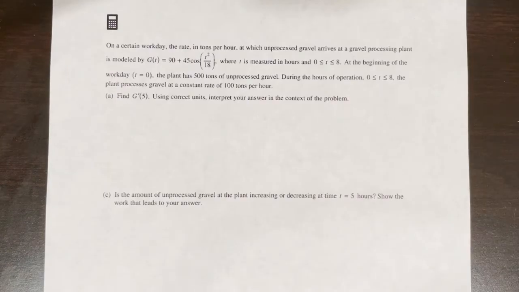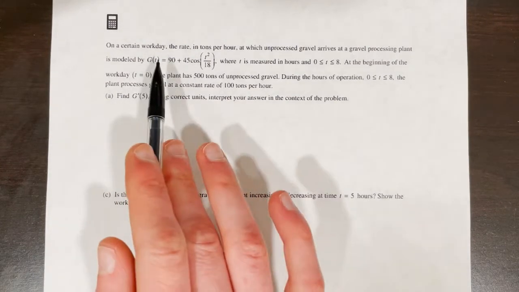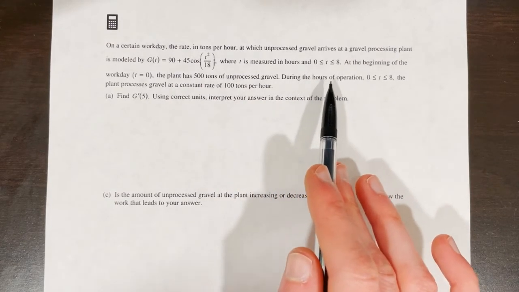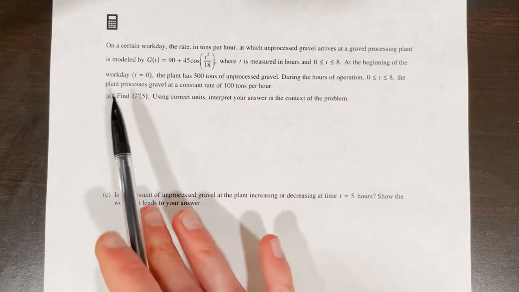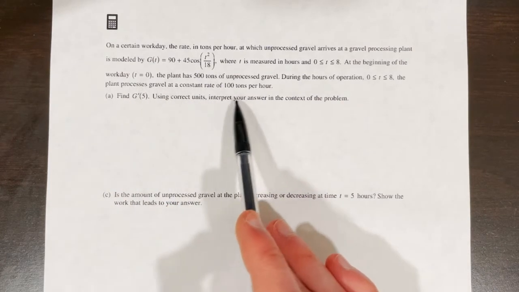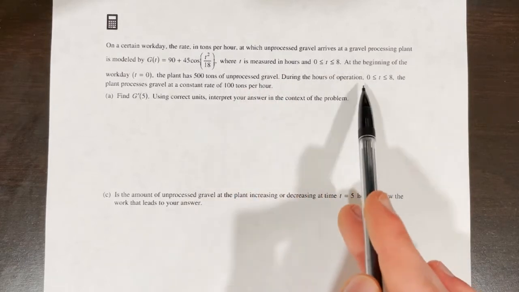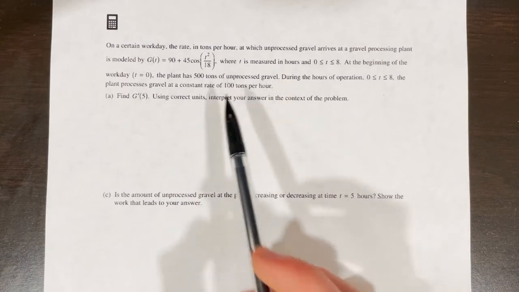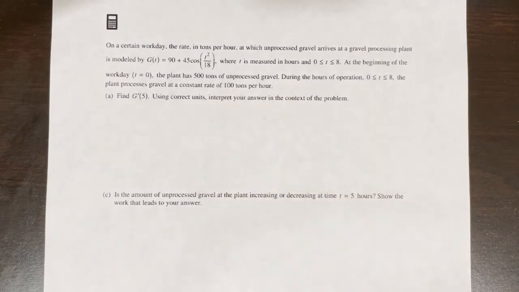On a certain workday, the rate in tons per hour at which unprocessed gravel arrives at a gravel processing plant is modeled by G of T, where T is measured in hours and 0 is less than or equal to T is less than or equal to 8. At the beginning of the workday, so at time T equals 0, the plant has 500 tons of unprocessed gravel. During the hours of operation, which is from time t equals 0 to time t equals 8 inclusive, the plant processes gravel at a constant rate of 100 tons per hour.